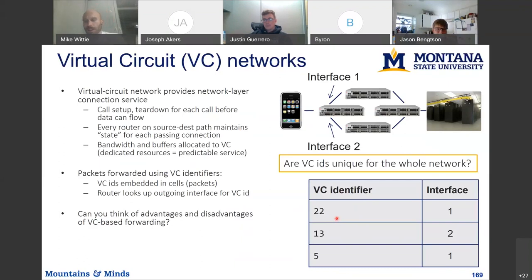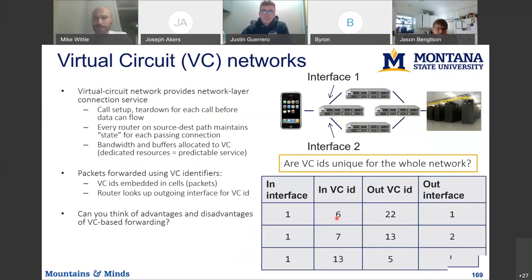You can think about another problem that could arise in virtual circuit networks, which is, are these numbers unique in the whole network? Can we run all of the internet on one virtual circuit, or on just some finite set of these virtual circuits? That seems kind of preposterous, to say the least. So what happens, in fact, is that these virtual circuits can switch at each hop.